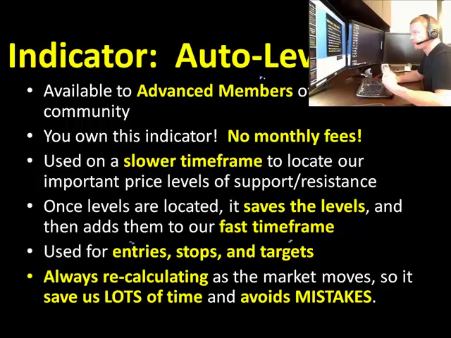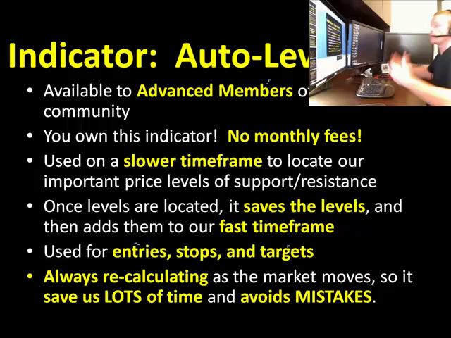It's used on a slower time frame. Very important: using a slower time frame to locate the most important price levels of support and resistance. Let me repeat. Most important way we use the auto levels is on a slower time frame to locate the most important levels of support and resistance, for example, on gold futures or crude oil futures.